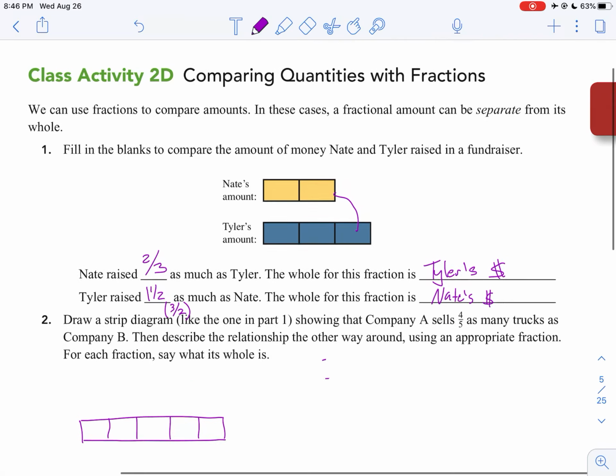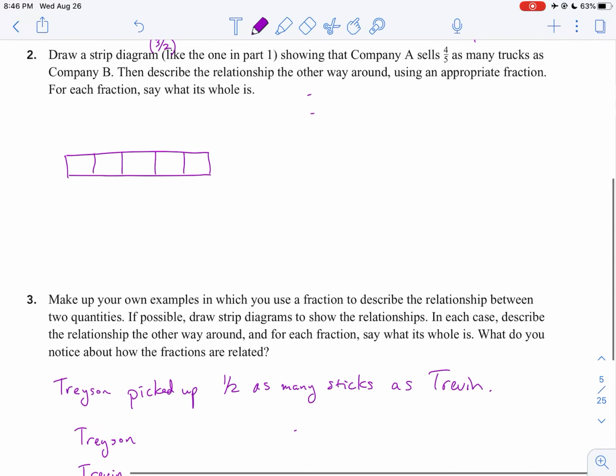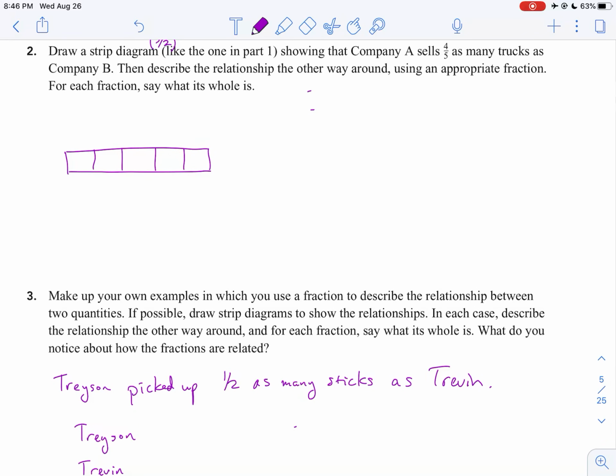All right, let's take a look at number 2. Number 2 is asking us to draw a strip diagram like the one in part 1, showing that Company A sells 4/5 as many trucks as Company B. Then describe the relationship the other way around, use an appropriate fraction. For each fraction, say what its whole is.